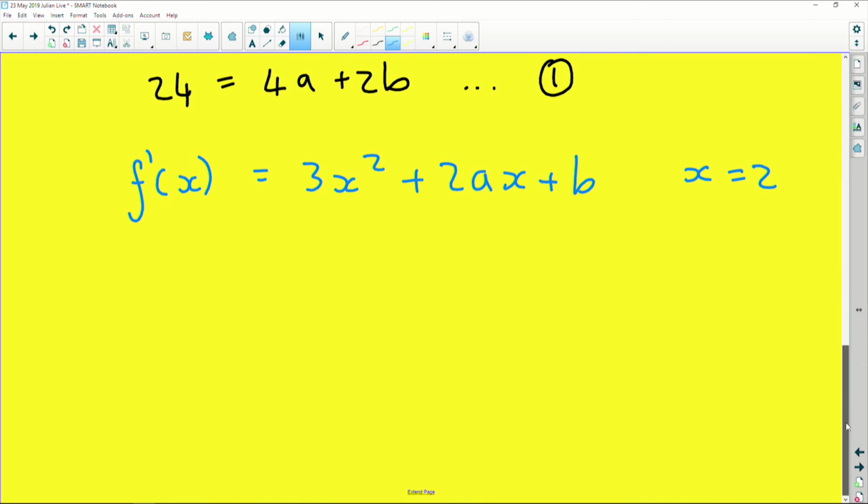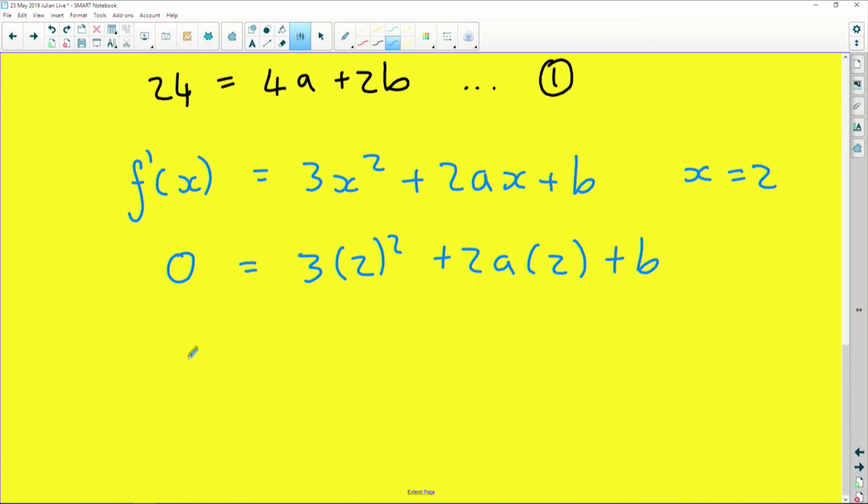Now if I substitute in my values correctly this time, I'm still going to have 0 is equal to 3 multiplied by 2 squared plus 2a multiplied by 2 plus b. Okay, so now we're back on track. I'm going to get 0 is equal to, that'll be 2 squared, which is going to give me 4 times 3, which is going to get me 12 plus 4a plus b. I'm then going to have minus 12 is equal to 4a plus b.